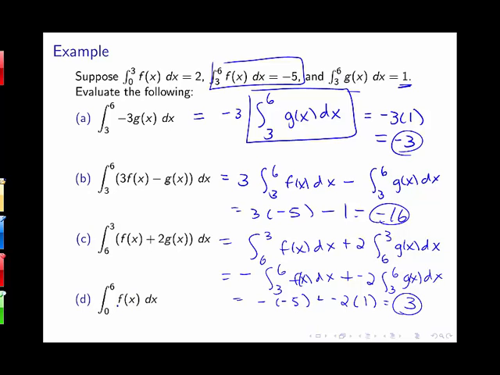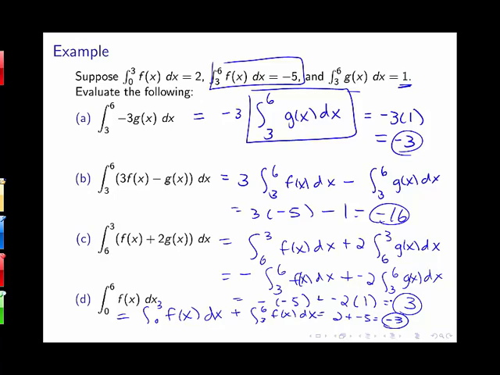Okay. So lastly, I'm looking here at the integral from 0 to 6 of my function f. Well, I have an integral from 0 to 3 and an integral from 3 to 6 of f, so I need to add those two pieces. This is using that last property. So this is the integral from 0 to 3 plus the integral from 3 to 6. So I see that's going to be 2 plus negative 5, which gives me a value of negative 3.